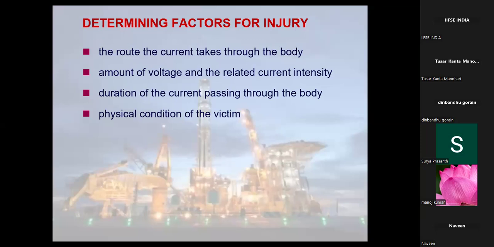The lesser the duration, the lesser the injury. The more the duration, it can lead to death. Then the physical condition of a victim. Here, physical condition of a victim means, as we have seen, dry skin is more resistant and wet skin is less resistant. Moreover, the physical build of a person also determines the electrical resistance. And as I've told, even gender, male and female, have different resistance to the current.